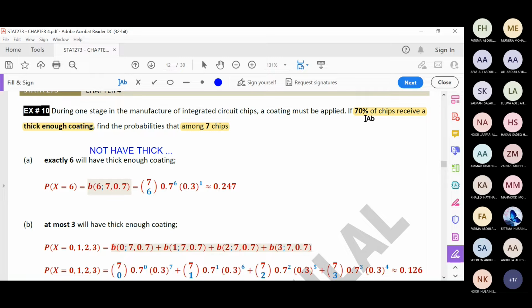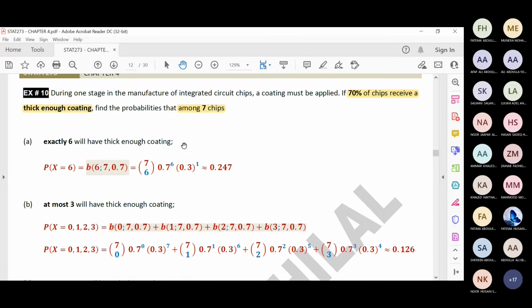مرة ثانية العبارة اللي توجد مع percentage لازم هي نفس العبارة الموجودة بالسؤال. I would say it for the last time. You have to check that the statement given beside the percentage is the same statement given in your exercise. Otherwise, you have to modify the question. So what is given here? That I want the probability to get 6 will have thick enough coating. Because this statement is the same as the one I have with the percentage, I don't need to do anything, just substitute. Let's see it. I want the probability that x equals 6.